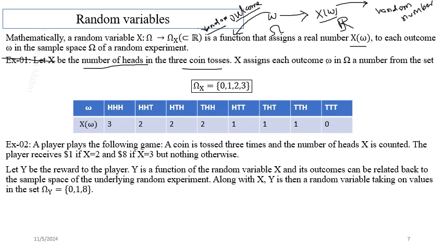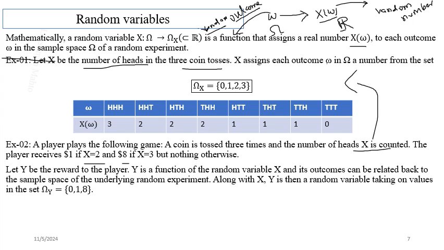So take another example. A player plays the following game. A coin is tossed 3 times and the number of heads is counted. Now, this one is just the first question. It is similar. I am making it more difficult. The player receives $1 if X equal to 2 and $8 if X equal to 3, and nothing otherwise. If X equals something other than 2 and 3, the player will not receive anything.